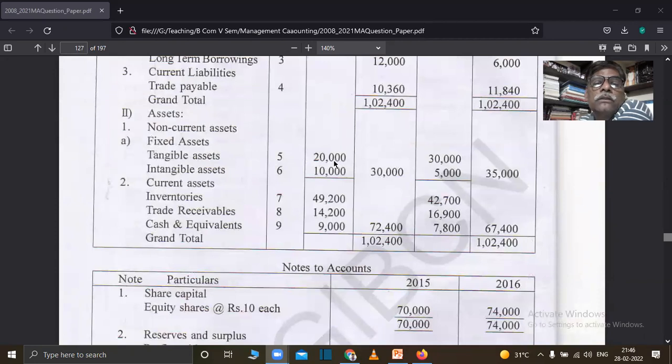Tangible asset, 20,000, 30,000. 10,000 increase is there. 10,000 increase is investment activity, purchase is there.